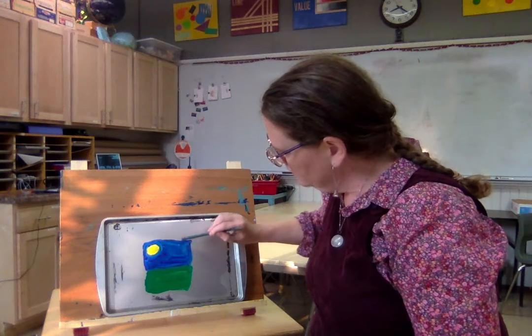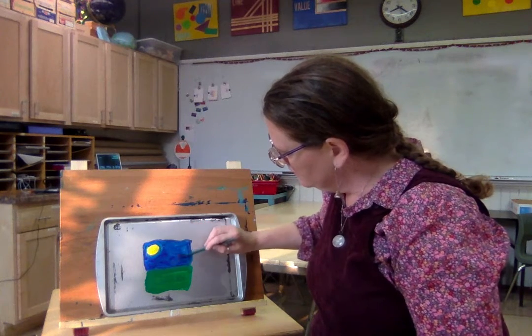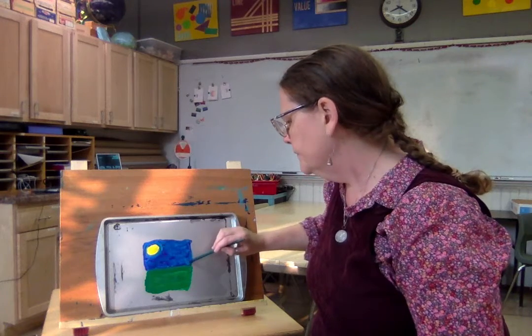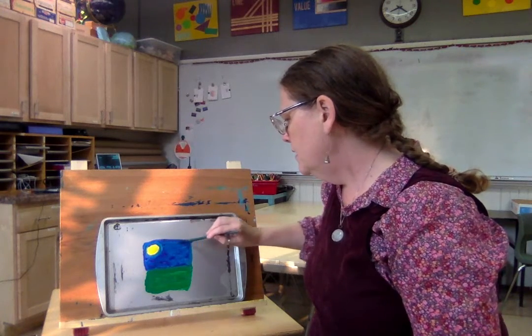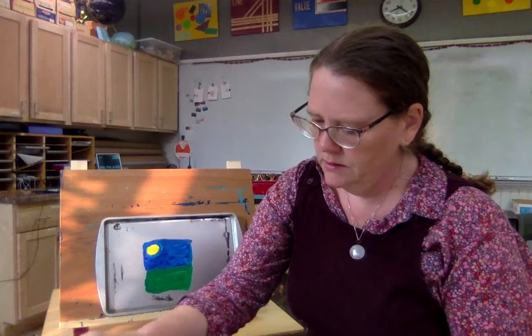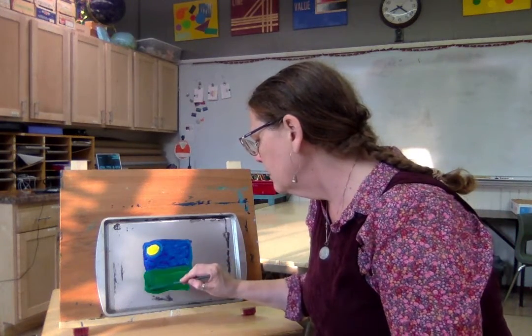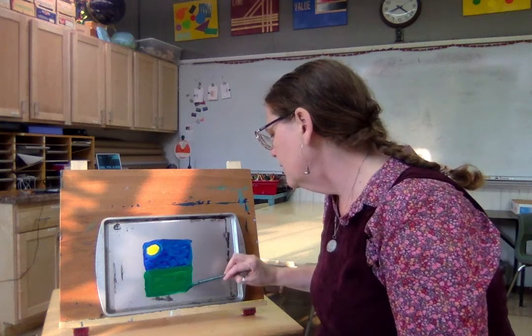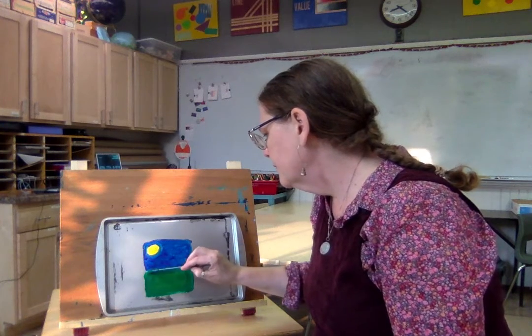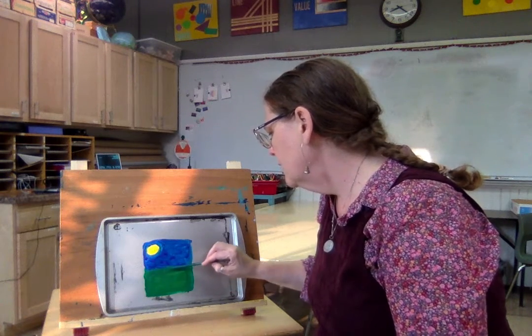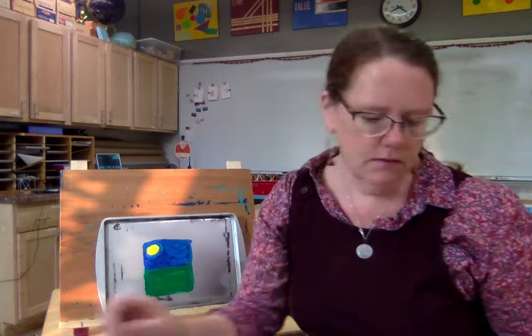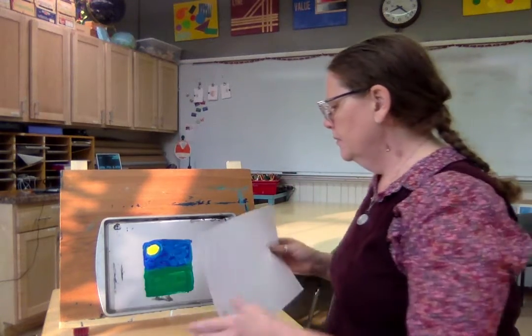So maybe I move this so it's got some waves going in it. And maybe because I want it to be a little bit more square, I'm going to add some more green down here. My blue is starting to drip, so now is a good time to probably print that.